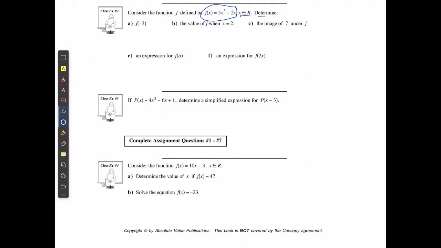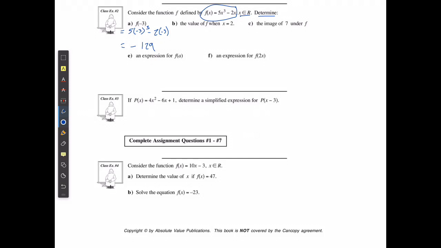When it wants us to determine these things, well, the first one I'm going to say this is going to be equal to 5 times negative 3 to the power of 3 minus 2 times negative 3. When I plug that in, I get negative 129.